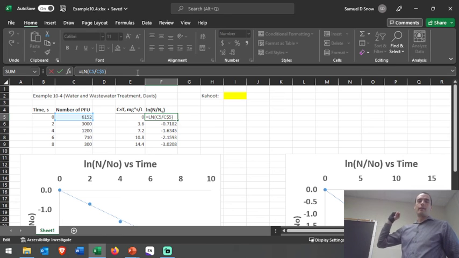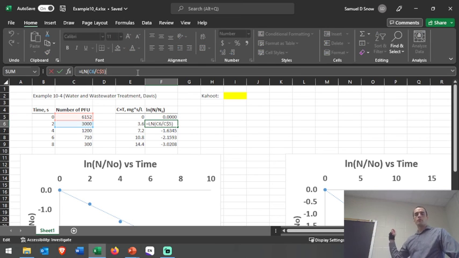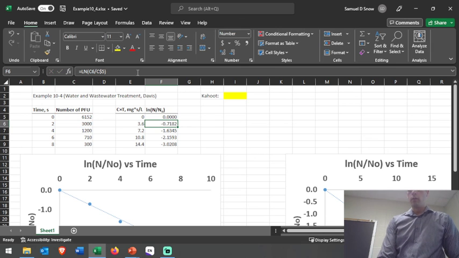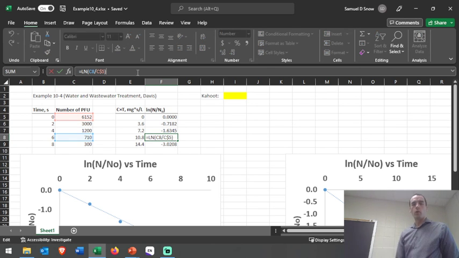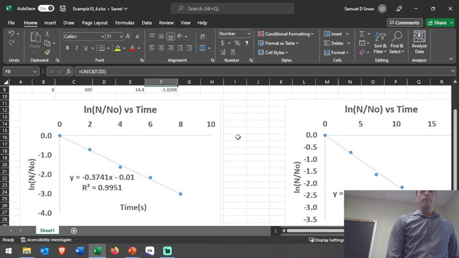The way I put that in Excel is I put a dollar sign on the second time I say that, so that when I fill it downwards, it says the natural log of the number at time 2 divided by still the number at time 0. Right, so that'll go down the list. And so we basically get the natural log of n over n naught. So then that's me linearizing the data. Then I can plot it and do the line of best fit.